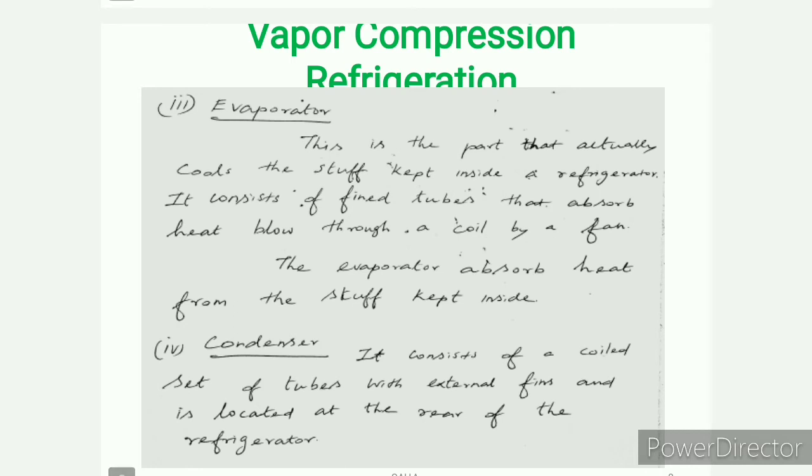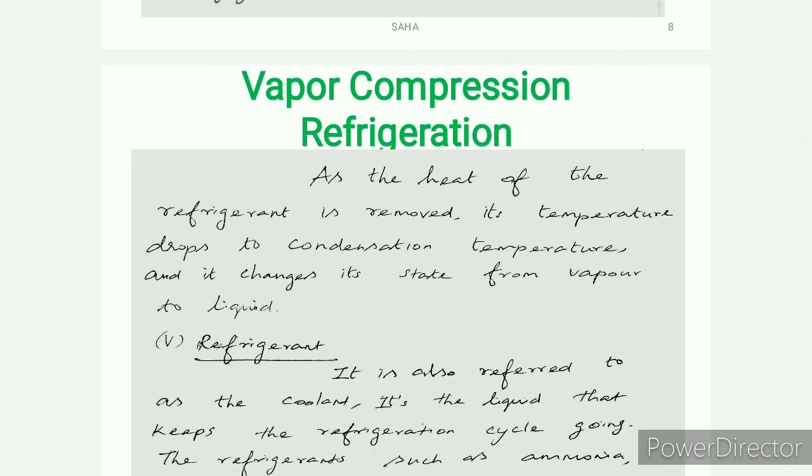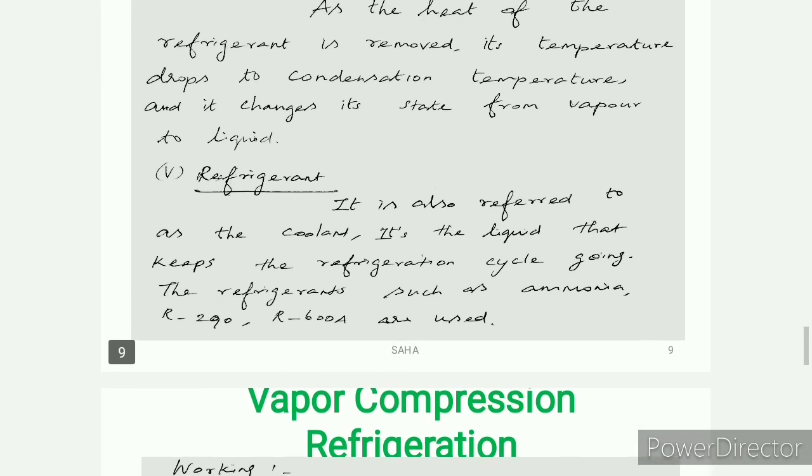The third main part is the evaporator. This is the part that actually cools the stuff kept inside the refrigerator. It consists of fine tubes that absorb heat, with air blown through the coil by a fan. So the evaporator absorbs heat from the stuff kept inside. The fourth one is the condenser. It consists of a coiled set of tubes with external fins and is located at the rear of the refrigerator. As the heat of the refrigerant is removed, its temperature drops to the condensation temperature and it changes its state from vapor to liquid.